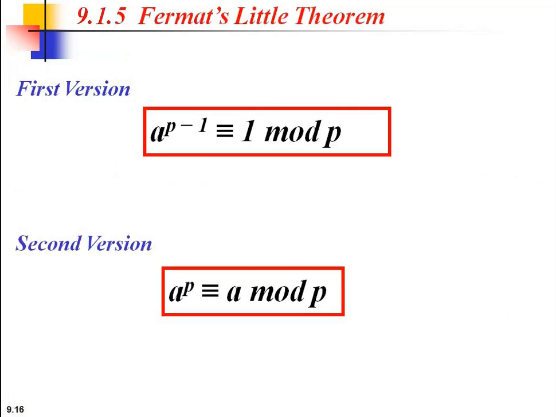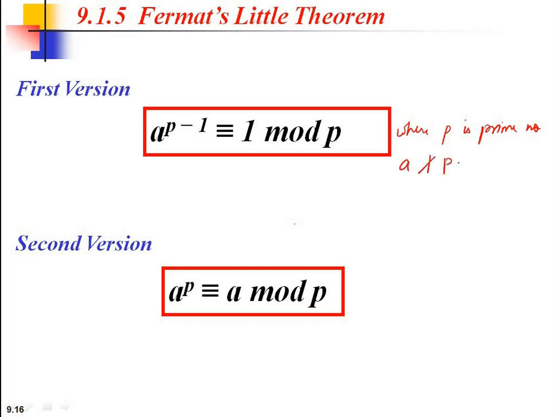Next important theorem in cryptography is Fermat's Little theorem. It is a very important theorem, and it plays a significant role in number theory and cryptographic systems. There are basically two versions of this theorem. The first version is that a to the power p minus 1 is congruent to 1 mod p, where p is a prime number. And we also assume that a is an integer such that p does not divide a. So there is another assumption in this theorem.